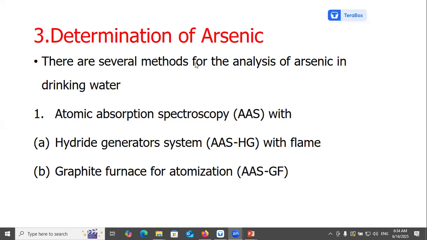Determination of arsenic. There are several methods for analysis of arsenic in drinking water. Atomic absorption spectroscopy with hydride generator system, with flame, graphite furnace for atomization, AAS-GF.